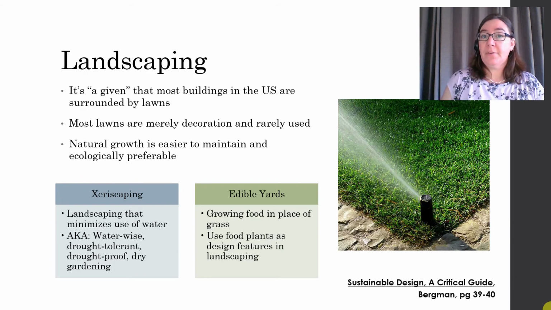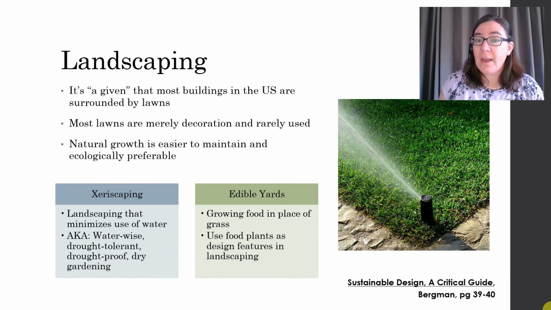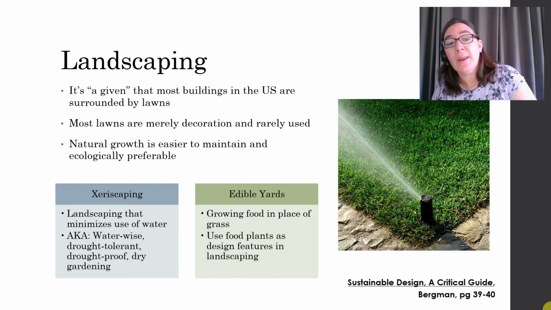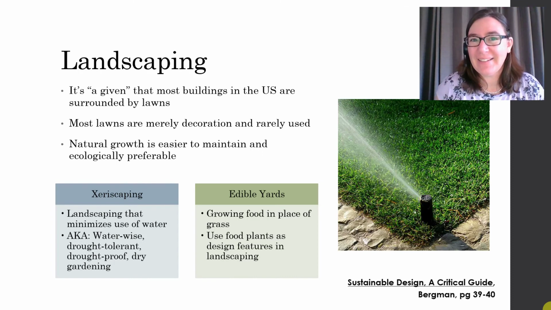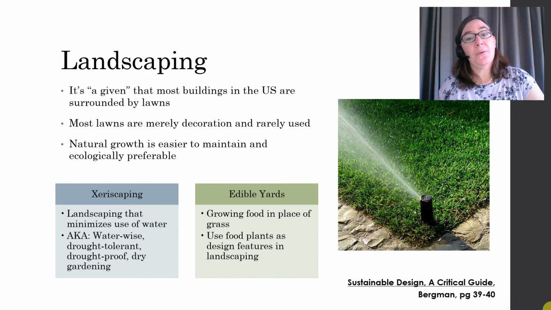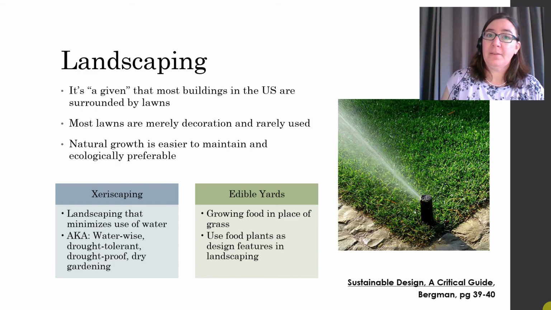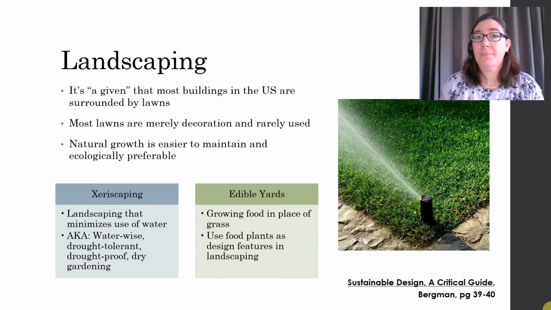And one of those is called xeriscaping. Xeriscaping is a style of landscaping that minimizes the use of water. You've probably heard of this one. It could be called water-wise landscaping, or drought-tolerant, drought-proof, or dry gardening, excuse me. Another option is edible yards. And this is the idea that you still use water, but you use it to grow food instead of grass. So edible yards will use food plants as design features in the landscaping.